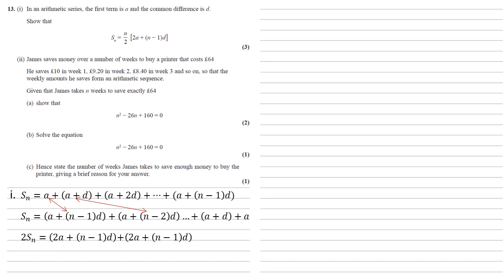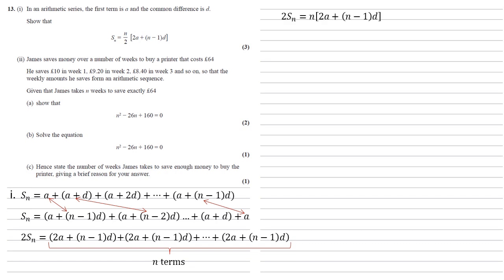If we keep doing this all the way down, for the last term again we've got our a plus (n minus 1)d and an a, adding them together, so every single term is going to give us 2a plus (n minus 1)d. Now remembering our series, we've got n terms here, and they're all exactly the same, so we can say that 2Sn is going to equal n times 2a plus (n minus 1)d, and then dividing both sides by 2 gives us our result that Sn is equal to n over 2 times 2a plus (n minus 1)d.